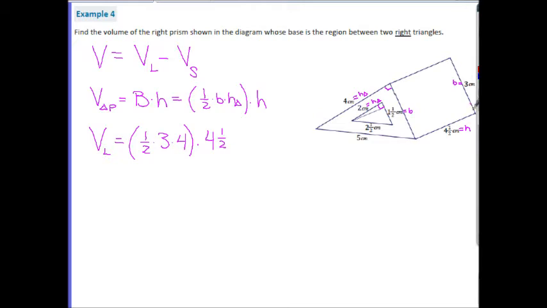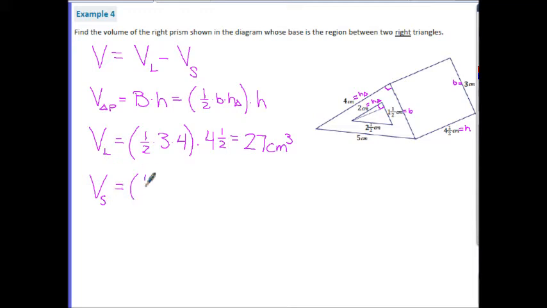3 is going to be my base, 4 is going to be my height of my triangle, and then 4.5 is going to be basically the depth, or the height of the prism. And when we multiply that out, we get 27, and this is in centimeters, so it's cubic centimeters. Then we want to find the volume of the small.